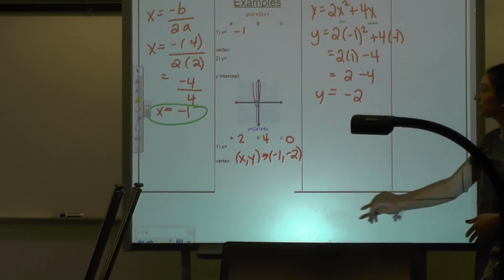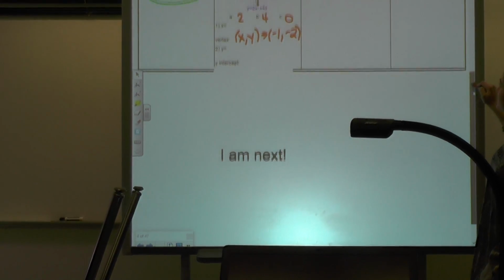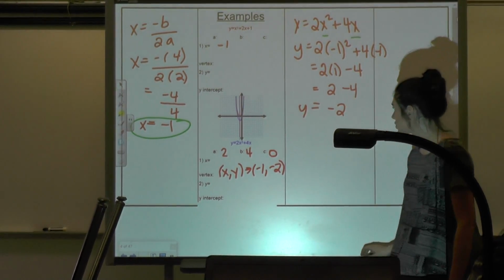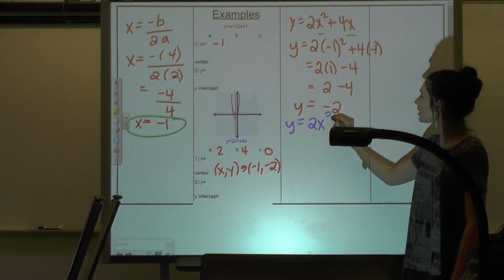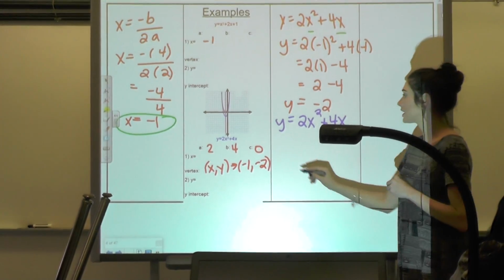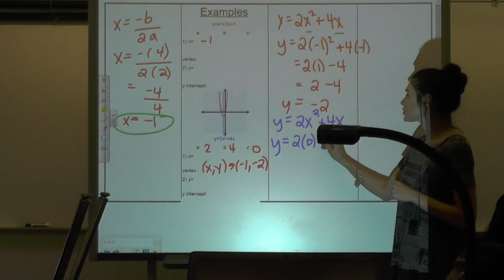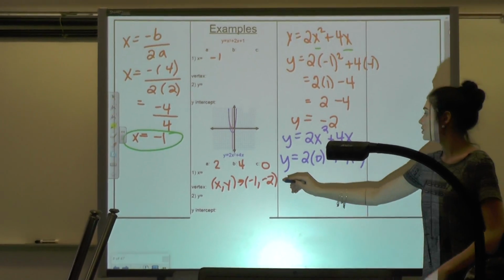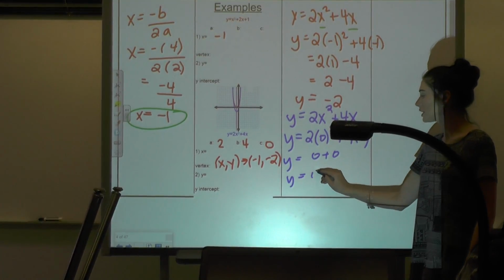The next thing we're going to do is look for our y-intercept. So how do you find your y-intercept? We're going to plug in 0 for our x to find out what our y-intercept is. So your equation is y equals 2x squared plus 4x. So everywhere you see an x, we're going to plug in a 0. So now we have y equals 2 parentheses 0 squared plus 4 times 0, which gives you y equals 0 plus 0, so y equals 0.